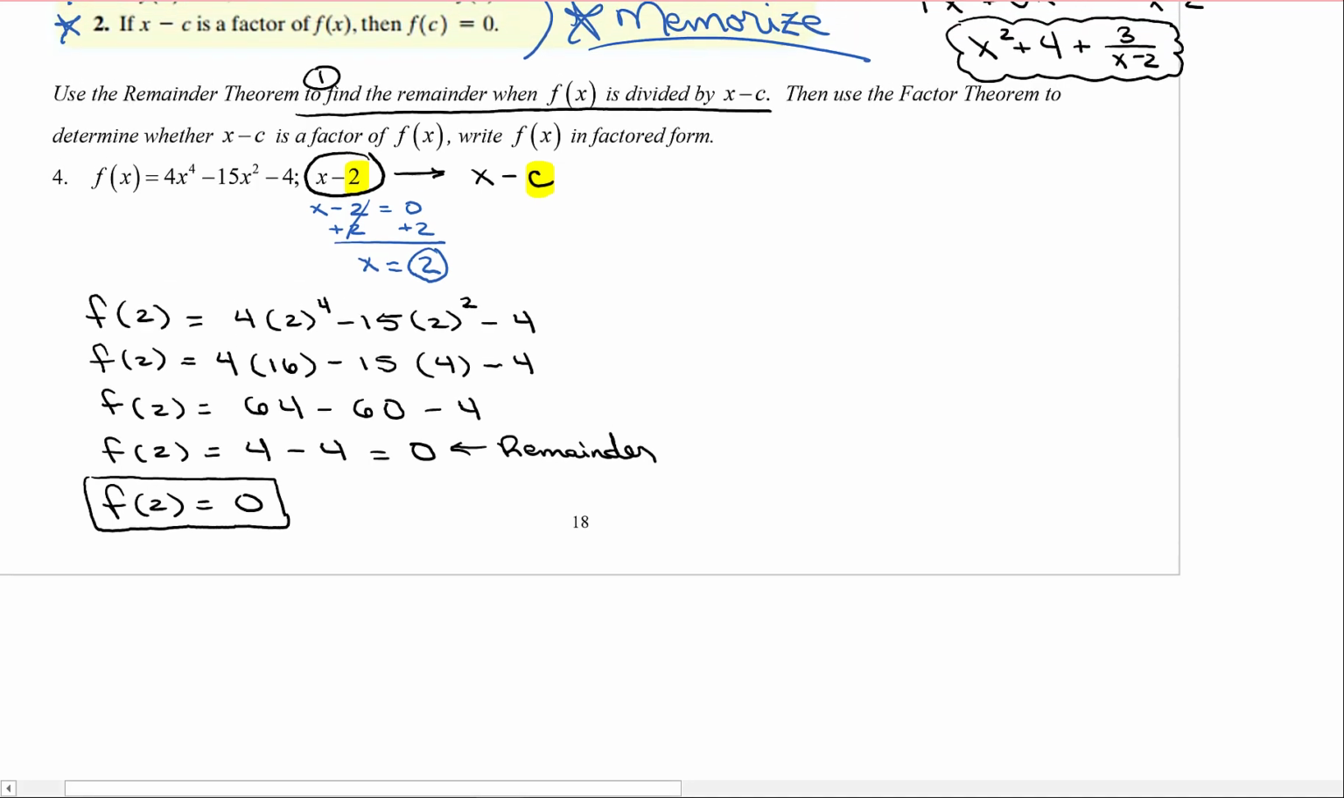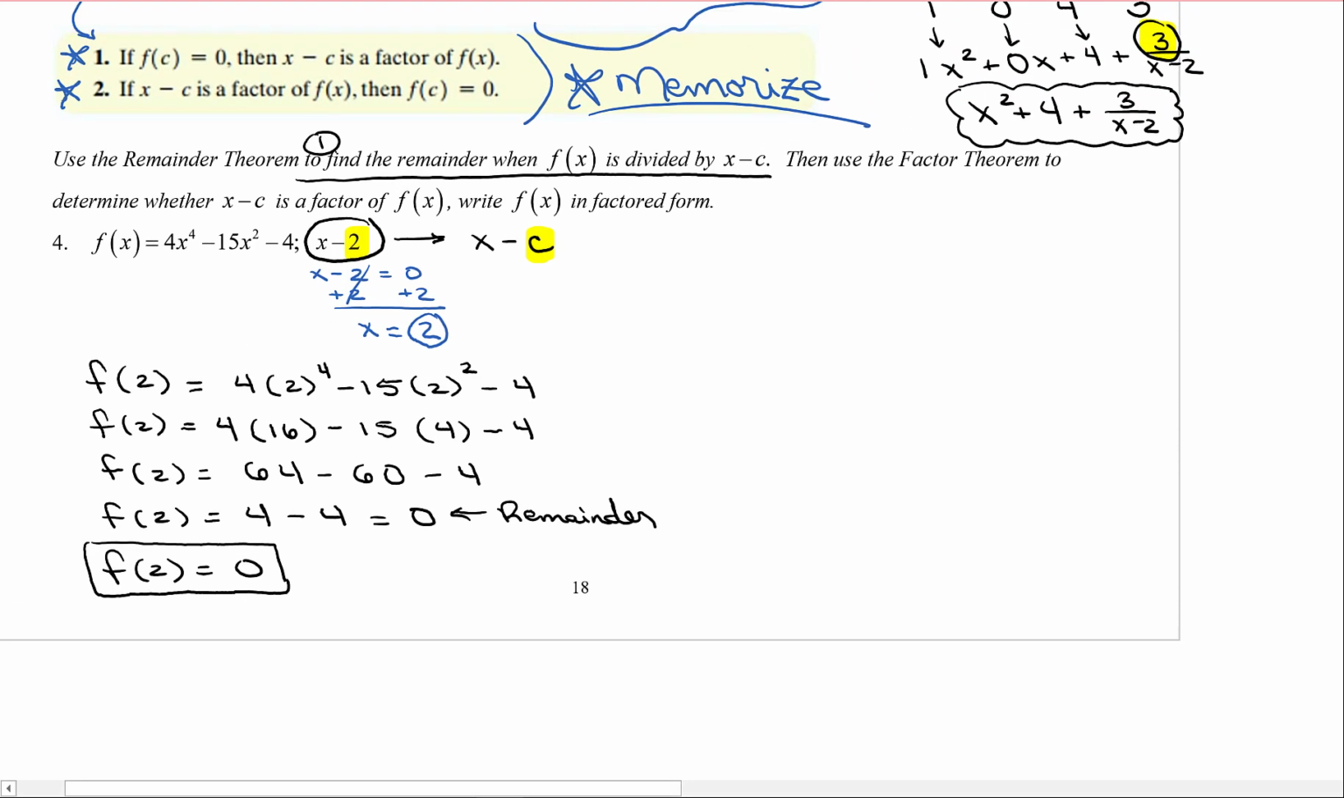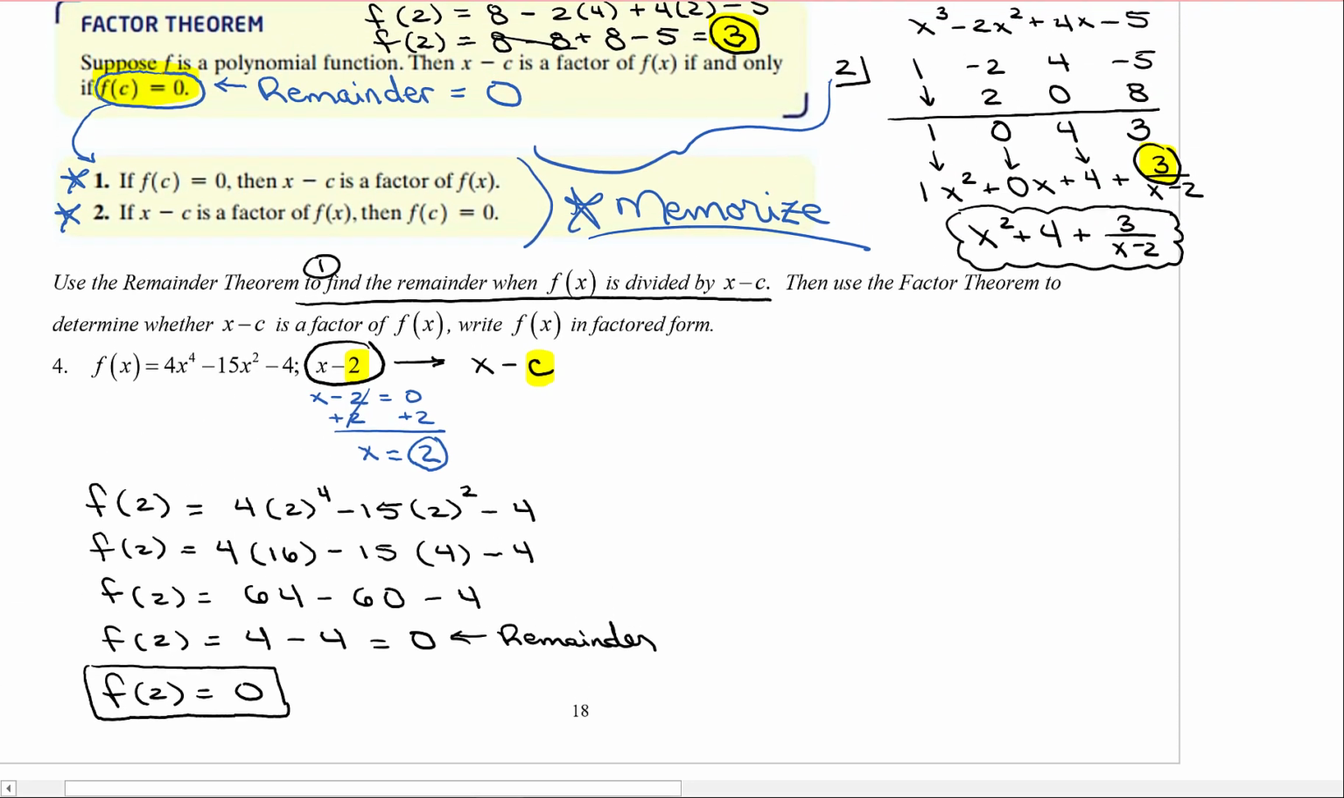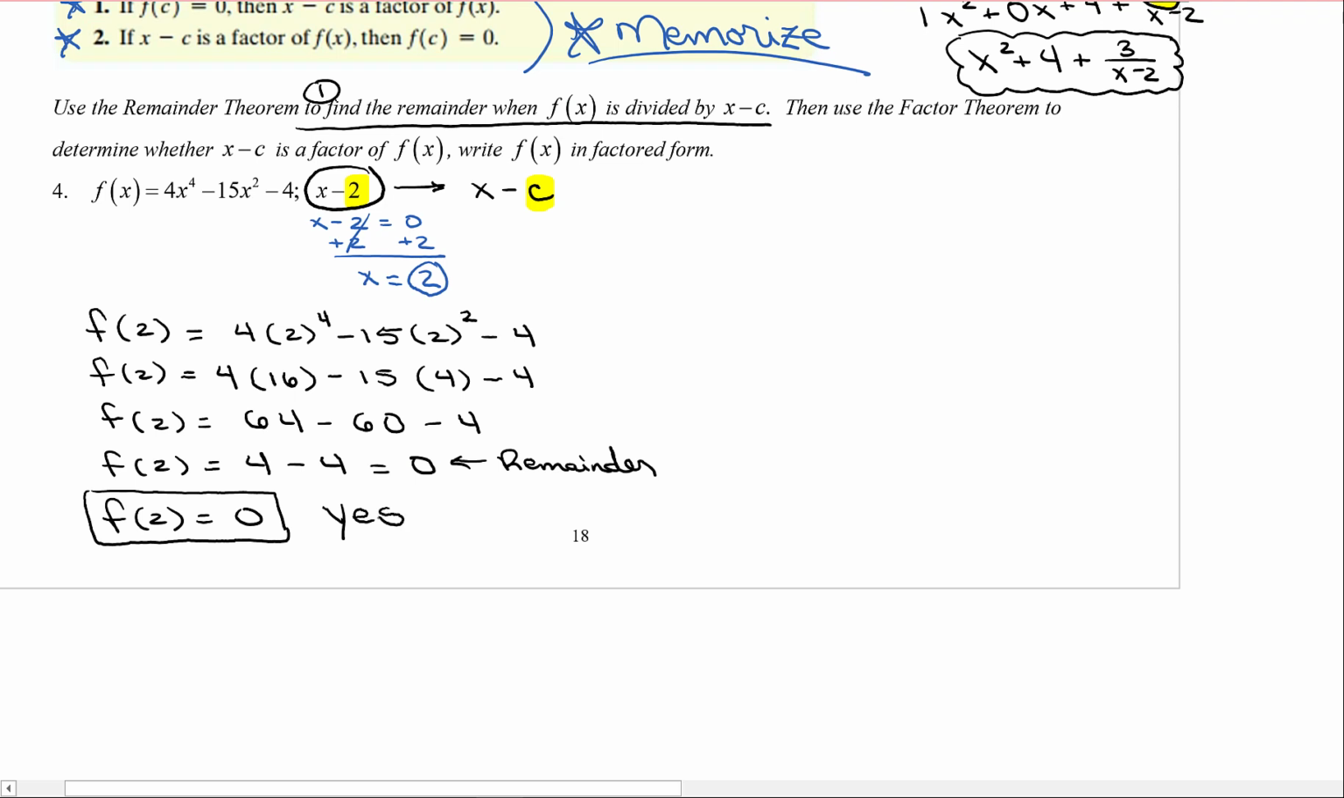So we found the first part here where it says find the remainder when f of x is divided by x minus c. The remainder was 0, and that comes from the remainder theorem up above that we just did. We were just talking about that. And the answer then to this would be yes, x minus 2 is a factor of f of x.